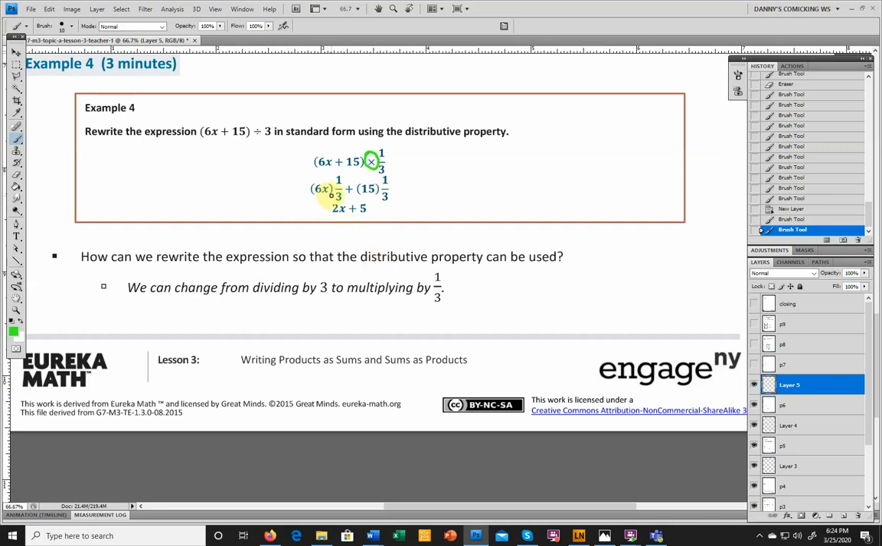So 6x times 1/3 plus 15 times 1/3. What you do to one side of an equation, you must do to the other side. Okay. That ultimately becomes 2x plus 5. Those are your answers. So 15 times 1/3, that's 5. 6x times 1/3 is 2x.